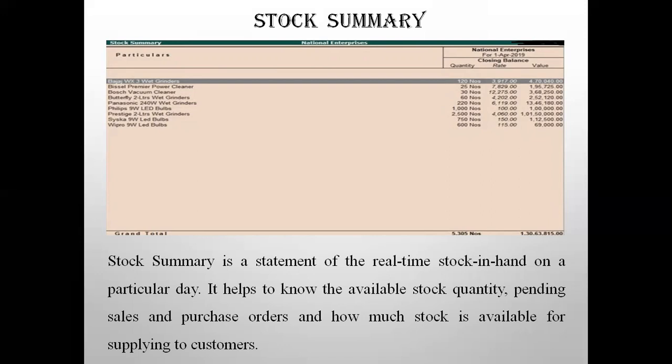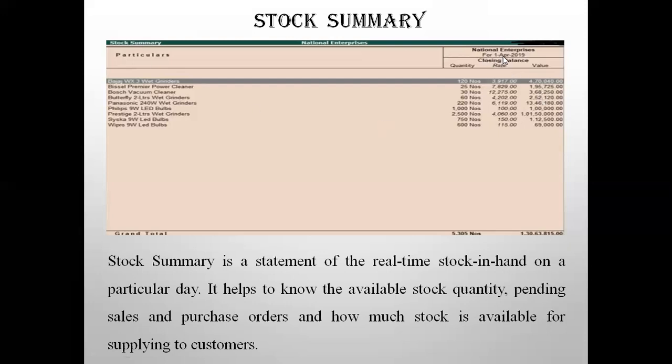So the first report is the stock summary. It is a statement of the real-time stock in hand on a particular day. It provides information on stock items such as quantity, rate, and the opening and closing value of stock items. The quantity, rate, and the opening and closing value, all these are shown here. You can understand the movement of a particular item day by day, month-wise, or for any selected period. Now here the stock summary is shown.